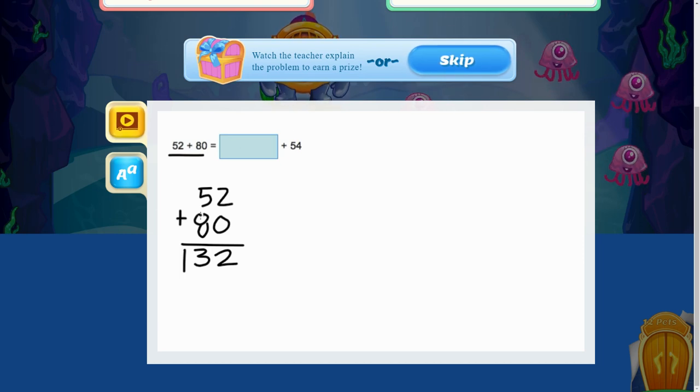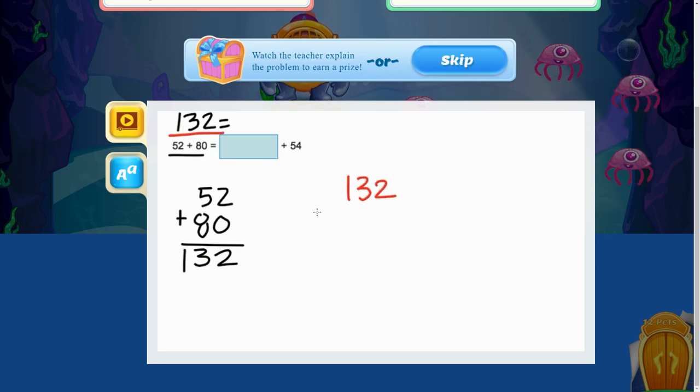And now we want to know, well, what number plus 54 is going to equal 132? So we know this side equals 132, but how can we get the other side to also equal 132? So this is the way we do it. We're going to take 132 minus our 54 here.